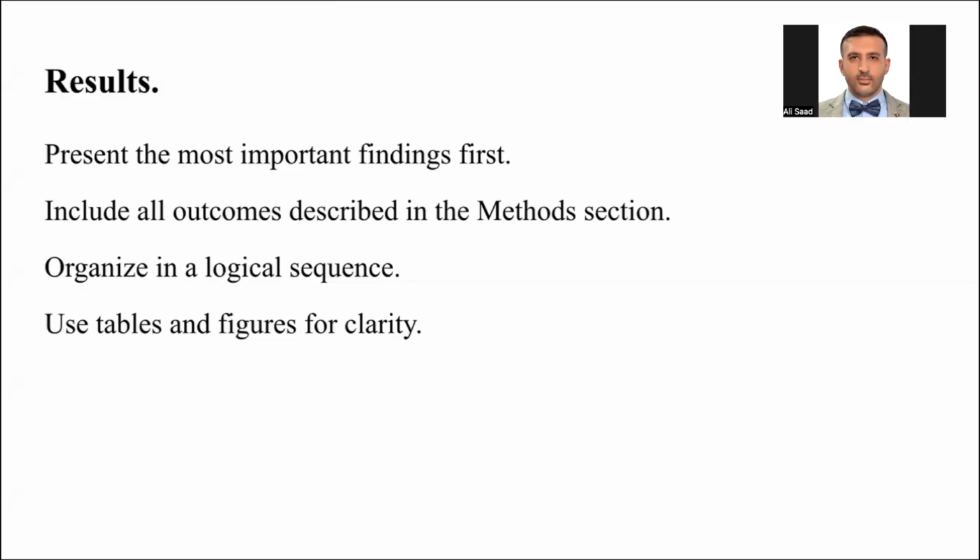Then you will go to your outcomes. For example, a univariate analysis, then multivariate analysis, then propensity match analysis. In the same way, if you have done a systematic review or meta-analysis or another type of design, each design has its own way of writing results.